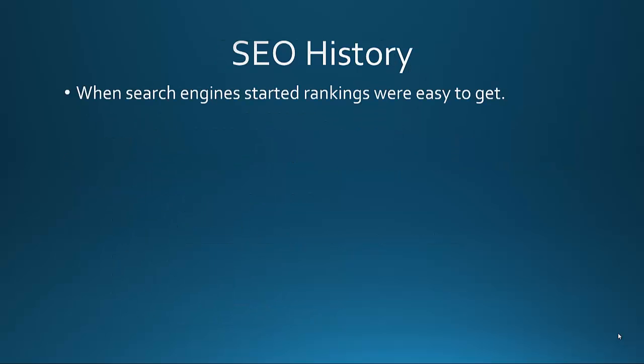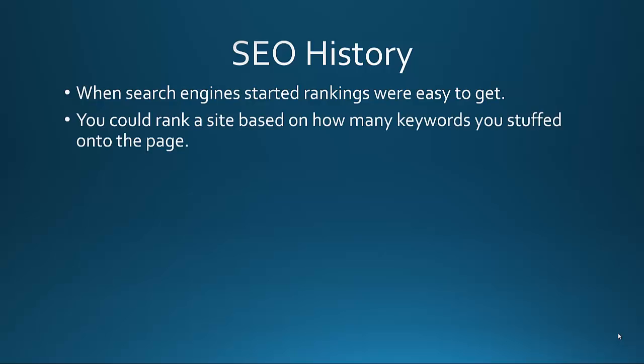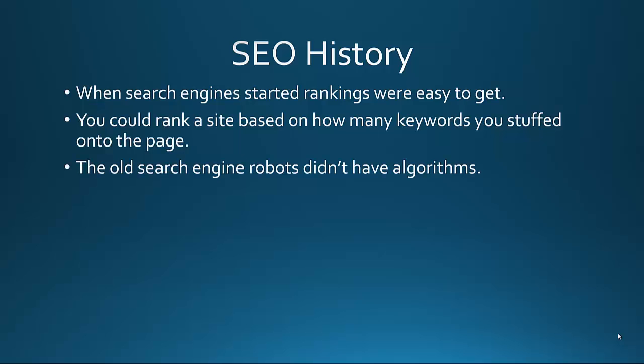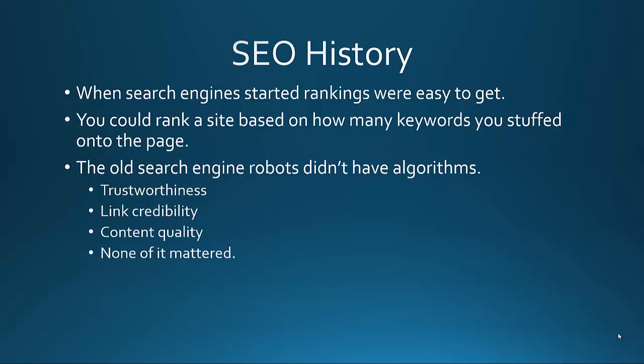When search engines started, rankings were super easy to obtain. You could rank a site based on how many keywords you stuffed onto the page, but we all know that has changed. The old search engine robots didn't really have algorithms in place. They may have had smaller algorithms based on keywords and those types of things, but they weren't basing things on trustworthiness, link credibility, content quality. None of that really mattered back in the old original days of search engine optimization.